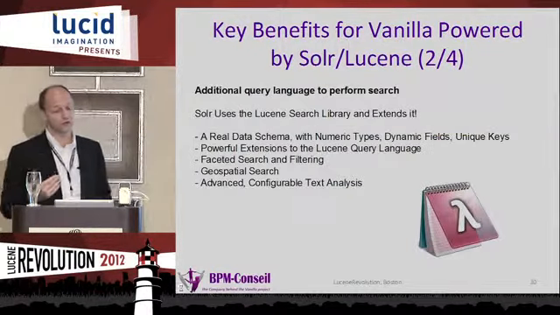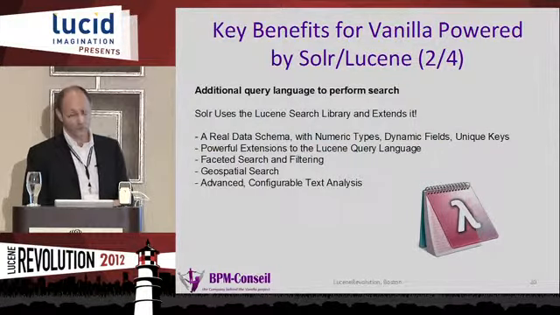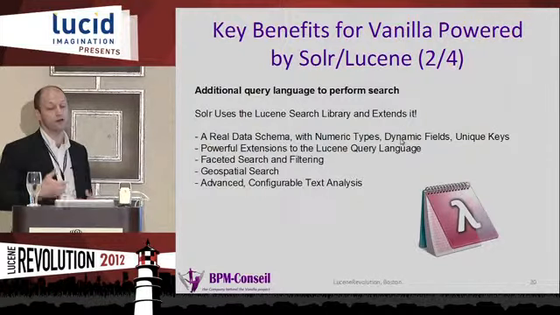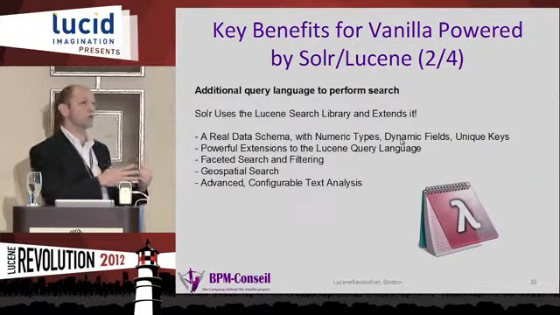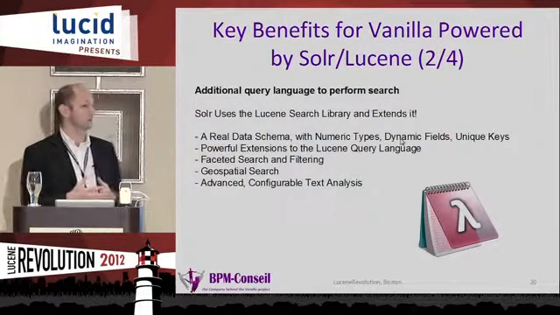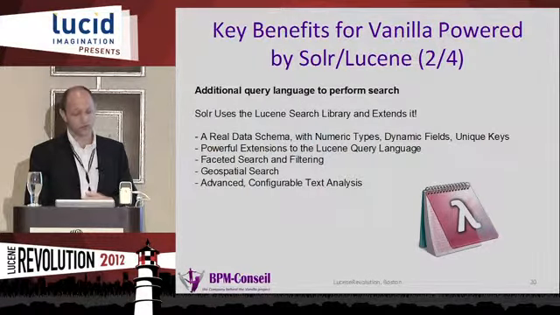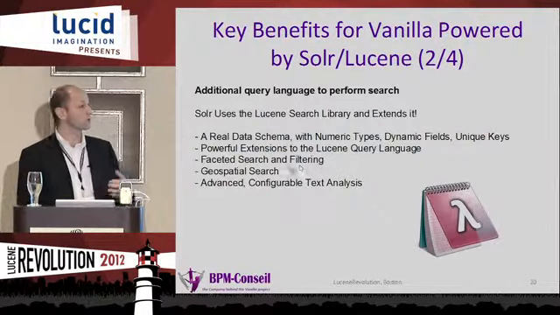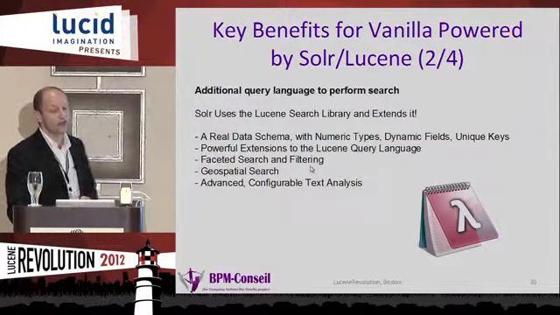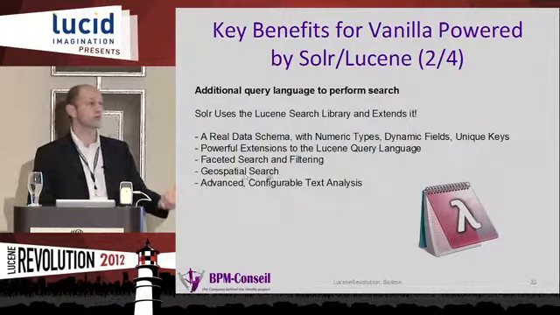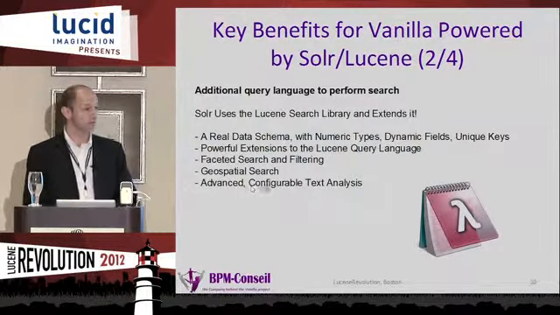Second thing, we have additional query languages. We have a real data schema, with type numeric, dynamic field, unique key, all those things that we don't have natively in Lucene. We have some query extensions for the languages, phrase search and filtering, all those things that you know if you know Solr Lucene. We can have geospatial search. We don't implement it yet in Vanilla. And we have an advanced configurable text analysis.